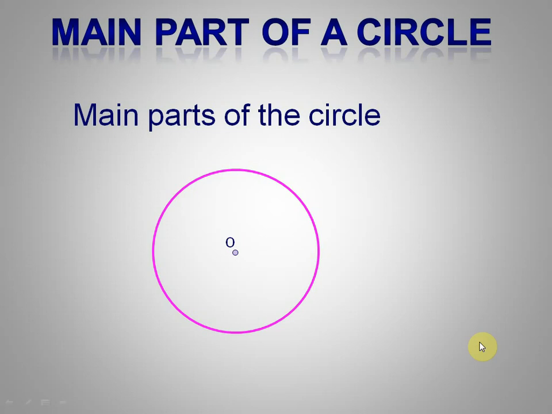Next, moving on to discuss the circle. First we have to discuss the main parts of the circle. What is a circle? What are the main parts of the circle? You can see that here is a point which is the center of the circle, O, and this boundary is called the circumference.